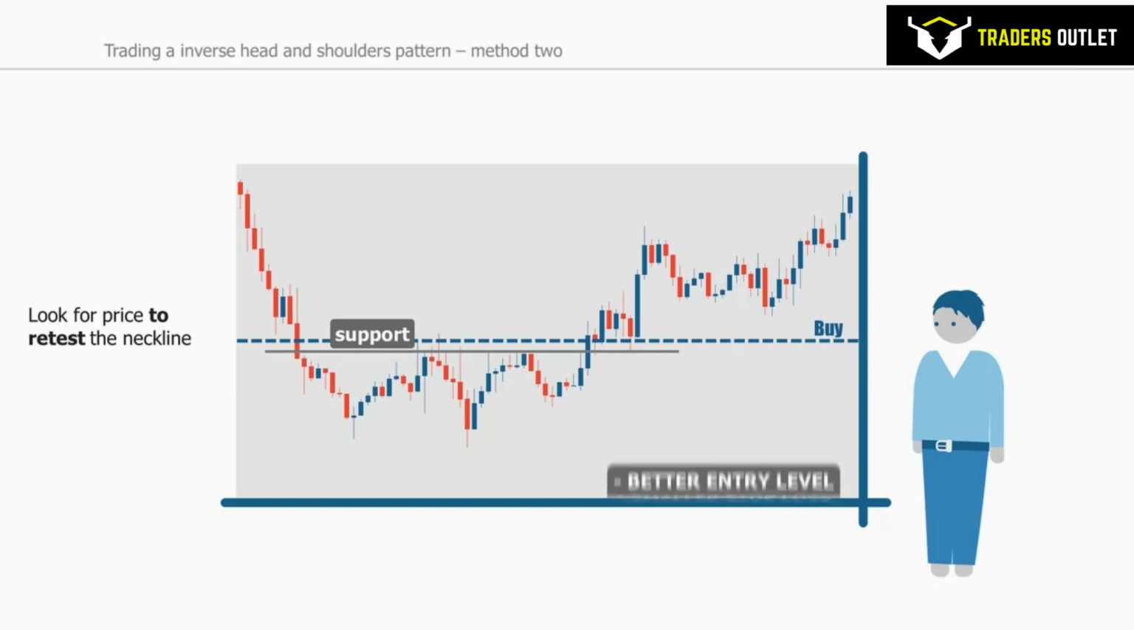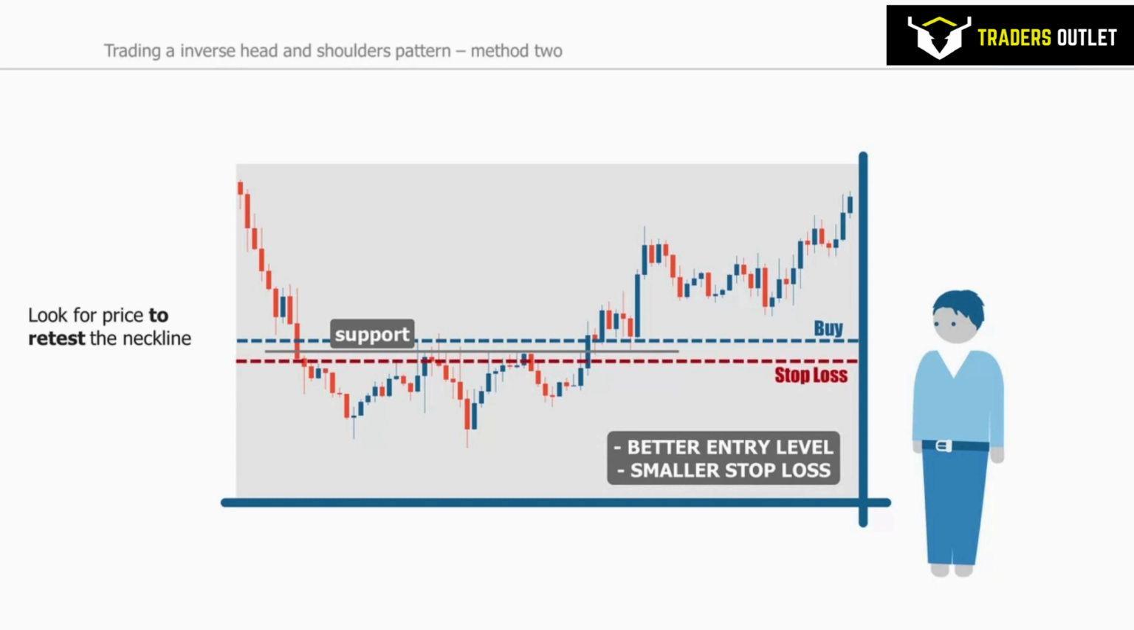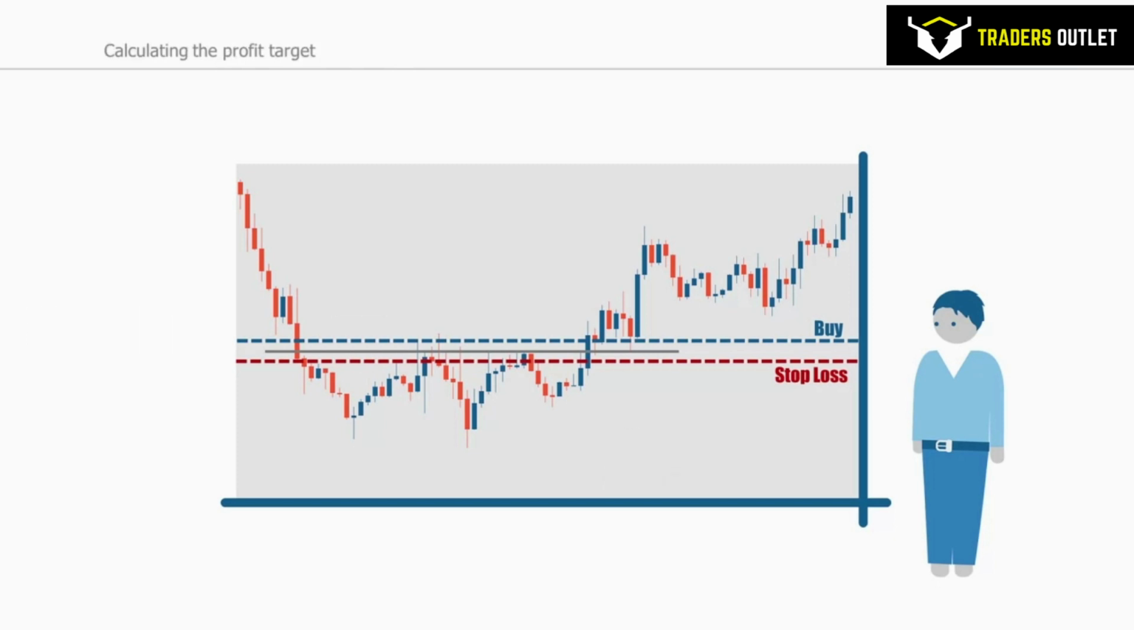This will give you a better entry level and will allow for a smaller stop loss, as you can place the stop loss below the new support area. The profit target is found using the same method as before, where you would measure the distance between the head and neckline of the pattern and then extend this distance from the neckline in the direction of the breakout.